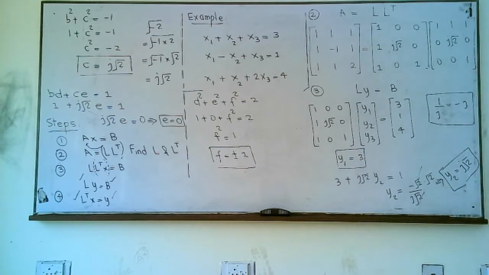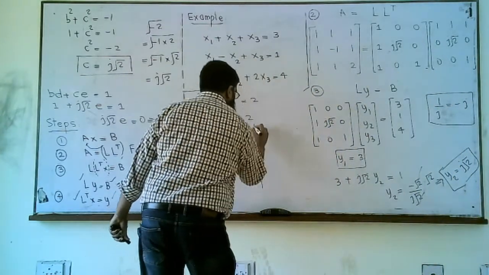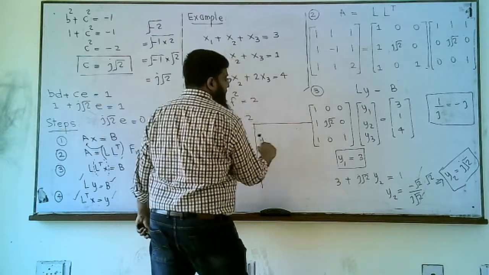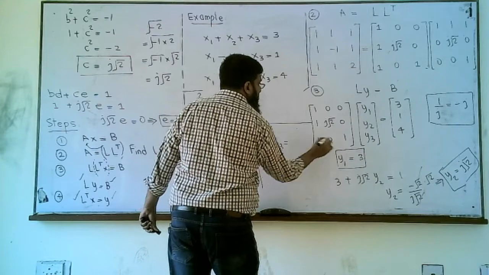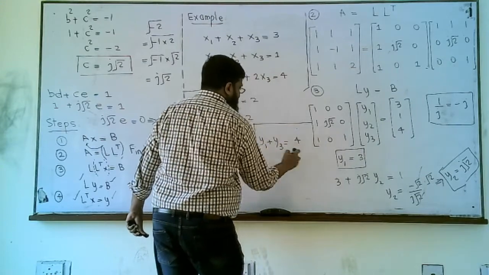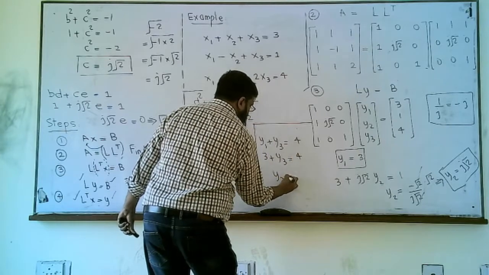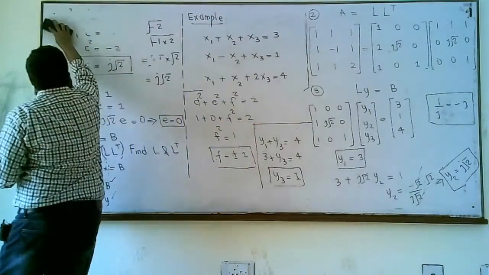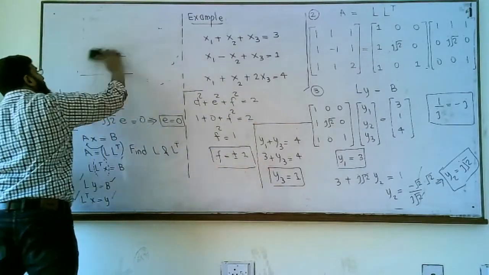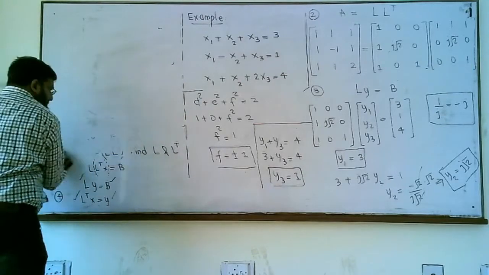Right. So we have computed y1, y2, and the last step is to compute y3. This becomes y1 plus 0 plus y3 is equal to 4. Since y1 is 3 and y3 plus 3 is 4, this means y3 is 1. So now we have computed y, and now we are ready to perform the last step, step number 4.